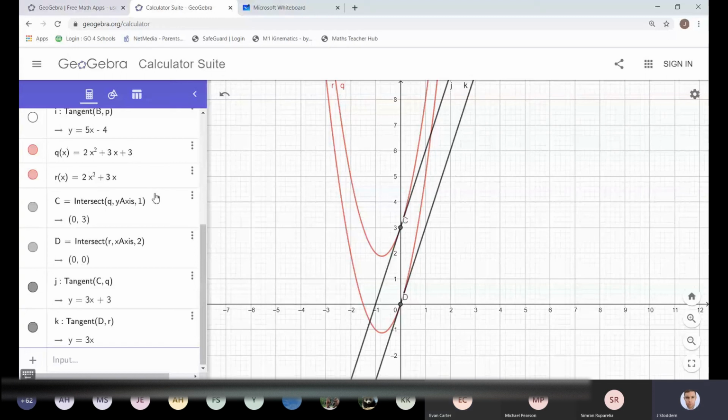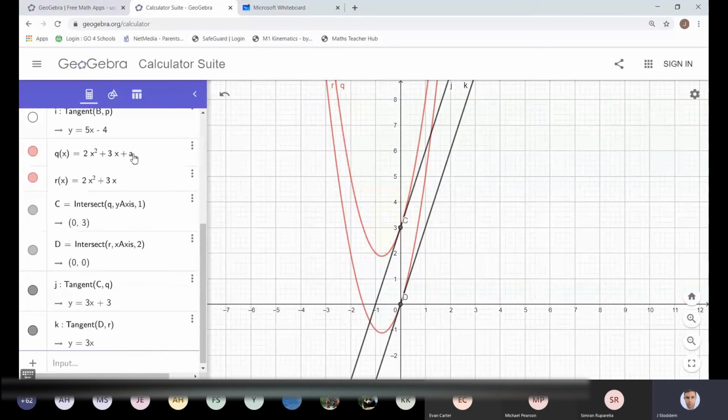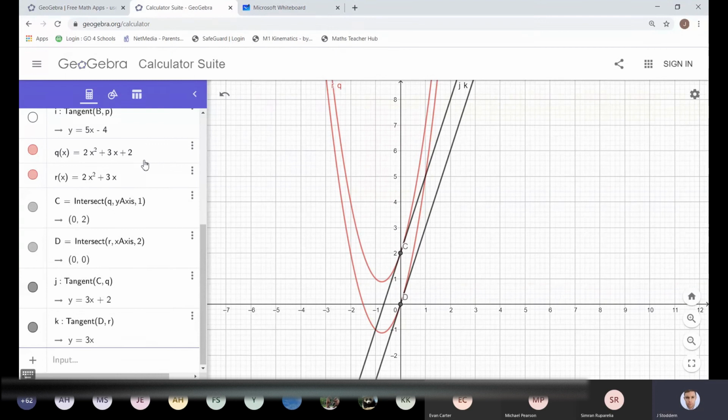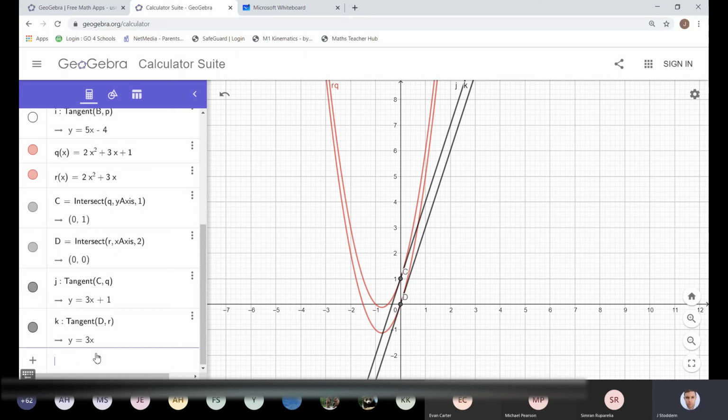Because all you're doing is translating the curve. So when I add, I'll show you. Let's see if I can change this to a +a and add a slider. It's not letting me do that. Sorry, it's not allowing me to add a slider for some reason. I might have to draw a new one. So y equals 2x squared plus 3x plus a.